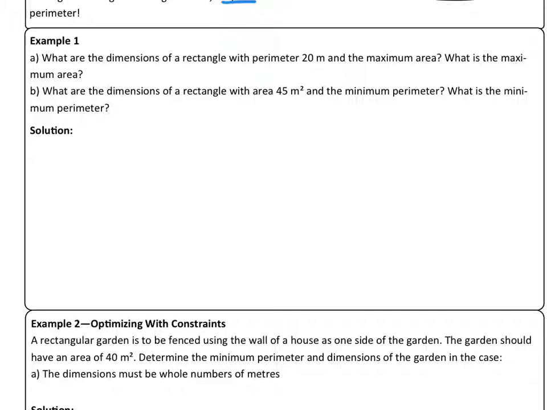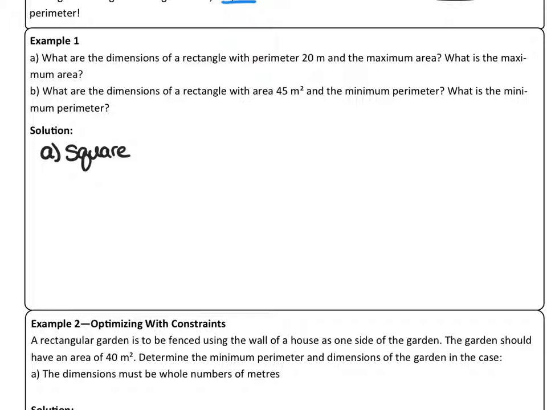Okay, so let's look at an example and see how we can actually use this and what kind of calculations we need to do. So example 1 says, what are the dimensions of a rectangle with perimeter 20 meters and maximum area? What is the maximum area? So in this case, I go right to consider, because I just told you we're looking at a square, because a square gives maximum area. So if the perimeter is 20, what square can I make with that?